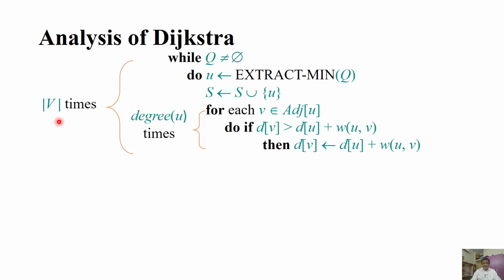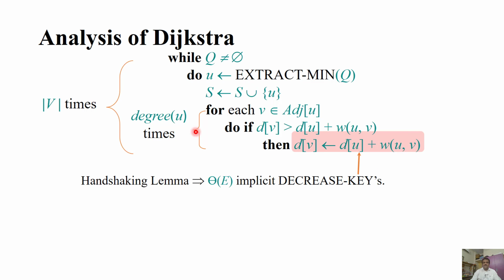So, V times we are doing extract min, and this is the decrease key operation, the relaxation. How many times are we doing the decrease key operation? It is the summation of degree of u, and this sum is over u belongs to V, since for all such u we are doing this. From the handshaking lemma, that is order of E. So, order of E times we are doing this decrease key. So, the total time complexity is order of V times the time to take the extract min, and order of E times the decrease key.